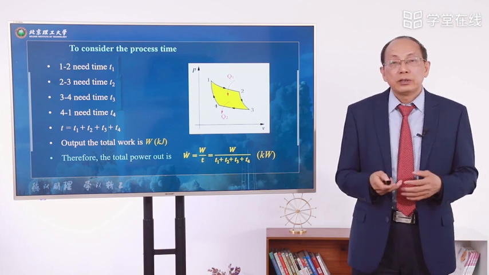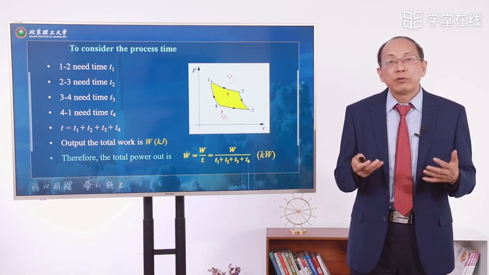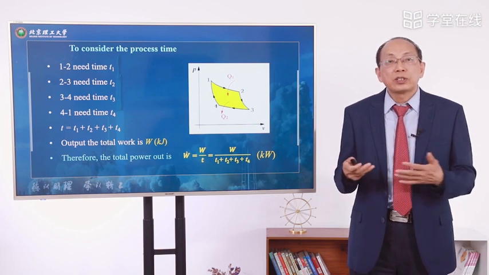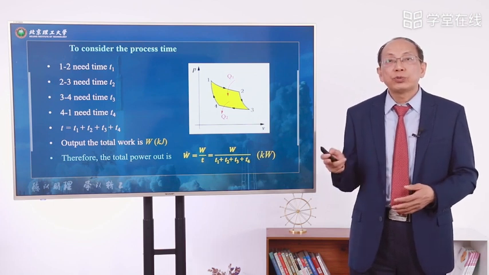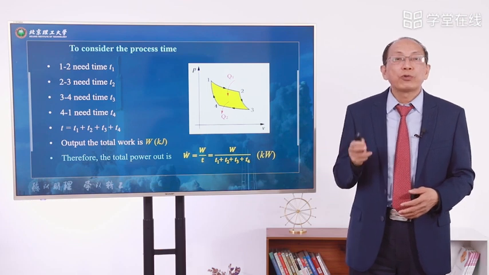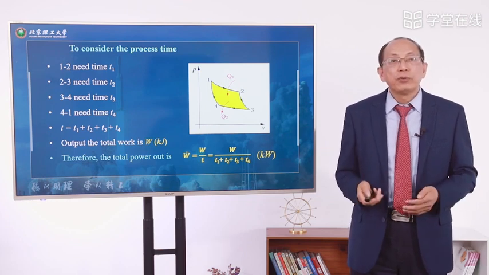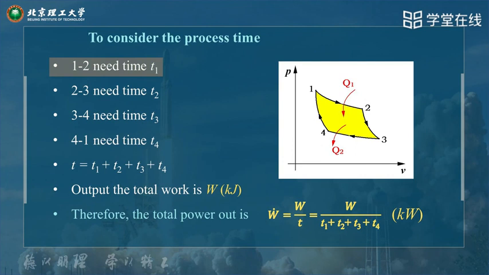Here is a Carnot cycle. 4 processes make up the cycle: 1 to 2, 2 to 3, 3 to 4, 4 to 1. For example, from 1 to 2 needs time T1. From state 2 to 3 needs time T2. 3 to 4 needs time T3. 4 to 1 needs time T4. So the total time in a cycle is T1 plus T2 plus T3 plus T4.